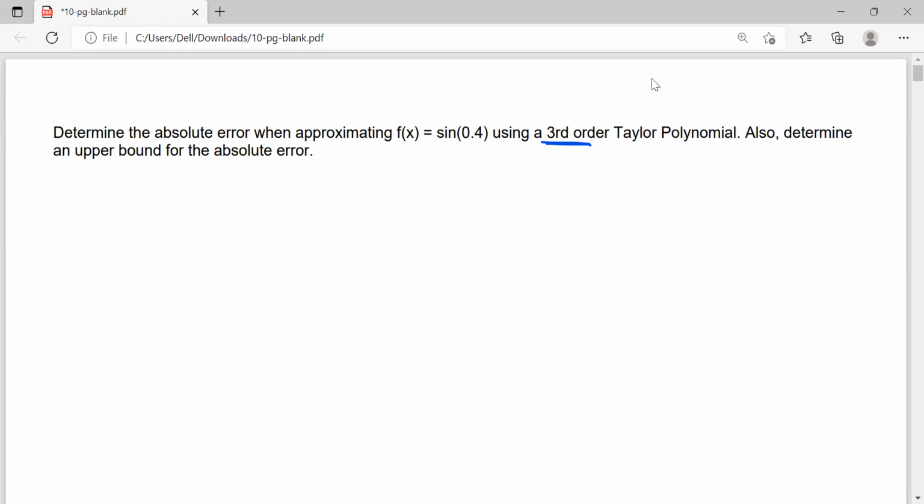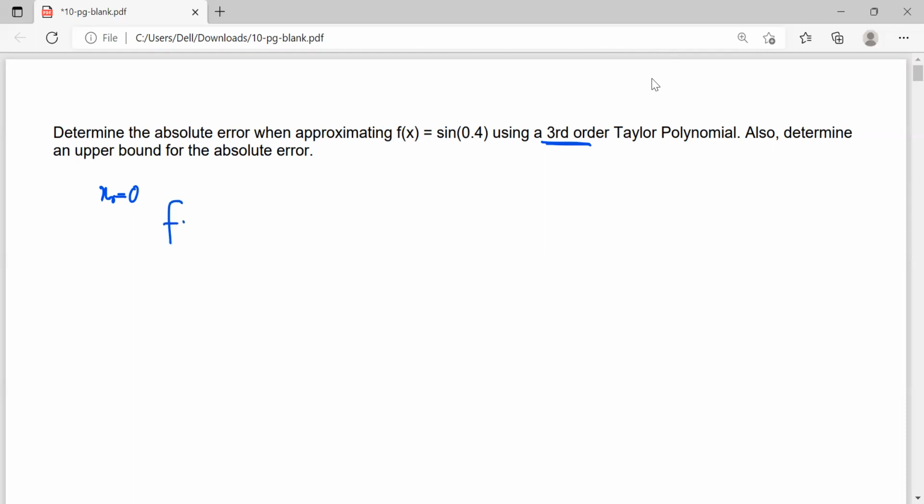So first of all, let's write the Taylor polynomial for the third order sine 0.4. Here you can see for the approximating value, we are going to take x naught equal to 0. The reason is 0.4 is very much closer to 0. That's why we are taking the Taylor polynomial near to point 0.